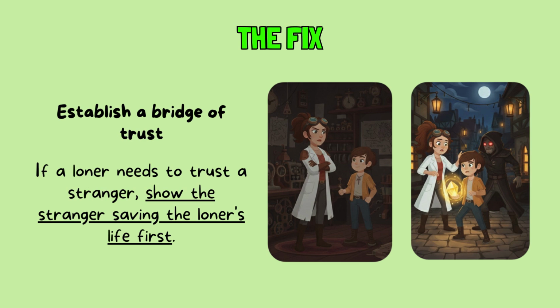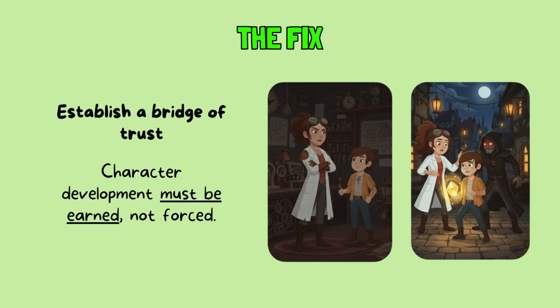The fix: establish a bridge of trust. If a loner needs to trust a stranger, show the stranger saving the loner's life first. We need a receipt for that change in behavior. Character development must be earned, not forced.